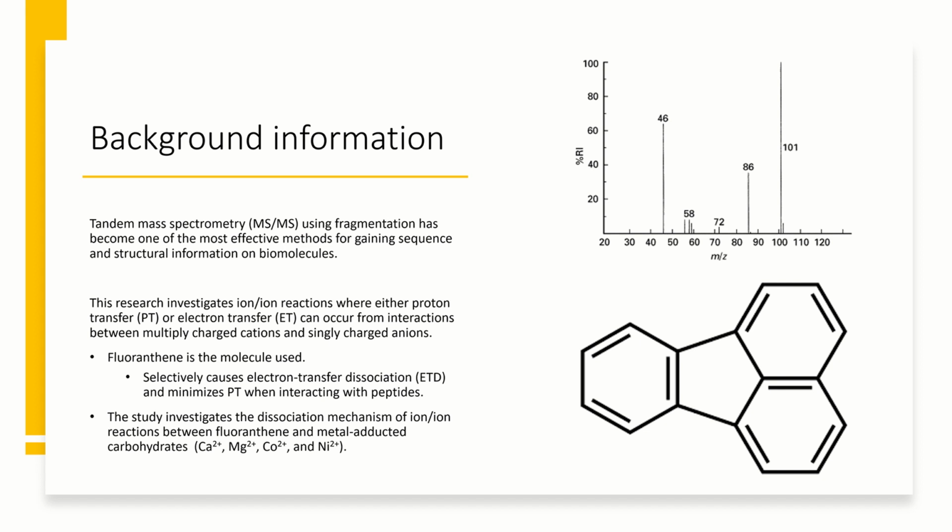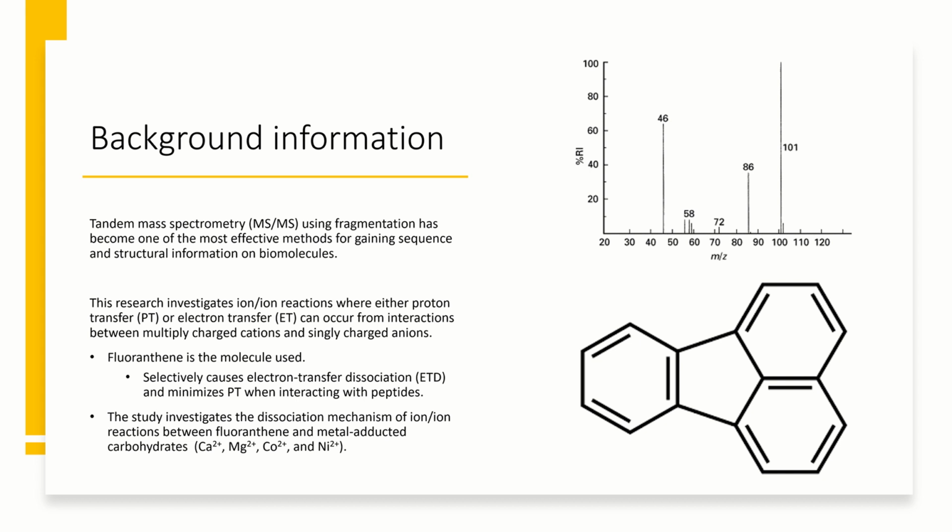Just some background information on the analytical technique that we're going to be getting into and how it was advanced in this research. Tandem mass spectrometry is used in fragmentation and is becoming one of the most effective methods in mass spec. It gains sequence and structural information on a lot of biomolecules that are important in today's world.